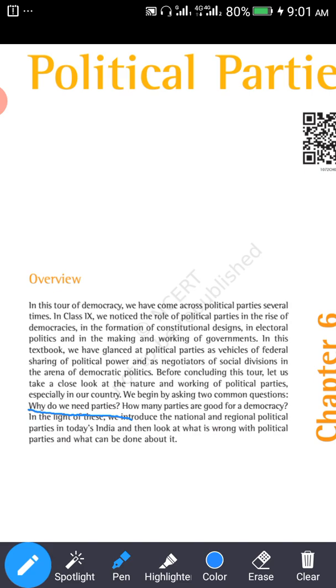Why do we need parties, and how many parties are good for a democracy? Why do we have to study this? The first thing is that India is a democratic country. You all have the idea that our country is a democratic country.